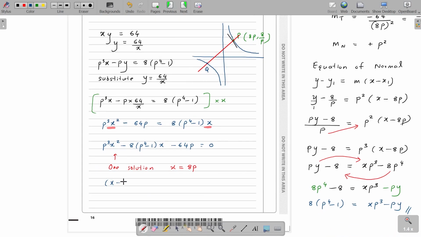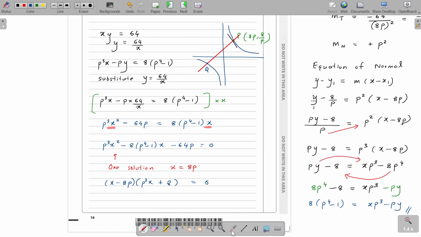So one factor is x minus 8p. You could try to guess the other factor by looking at what we have here. Since there is p cube x square, what should I put here? For the first term, I should put p cube x, right? So then p cube x into x is p cube x square. And look at the last term. That's all we need to look at, because we already have one factor here. So you can see minus 8p here, and we have 64p. So what should I put to get minus 64? Minus 8p into plus 8, right? Minus 8p into plus 8 should give me the minus 64p.